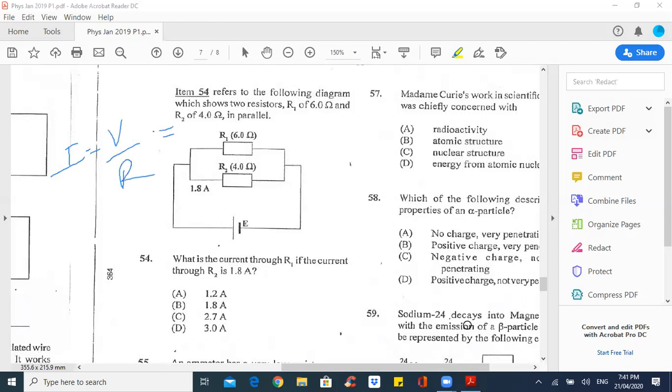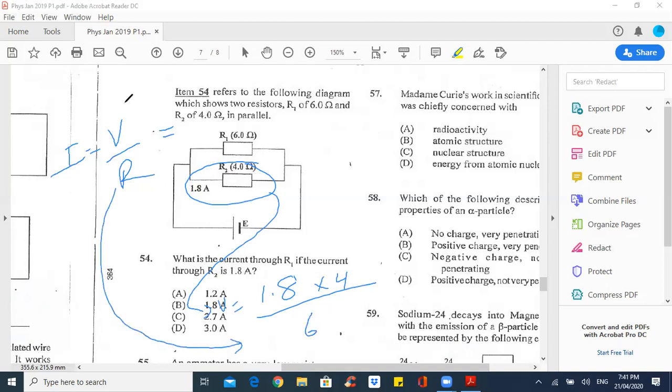How do we find the voltage? Voltage in parallel is the same. So because we could find the voltage through here, you divide by the resistance. It's going to be 1.8 multiplied by 4. That's how we get this voltage here. That's for the voltage, divided by your resistance for the circuit, which is the 6 ohm resistance. So 1.8 multiplied by 4 divided by 6, you should get 1.2.